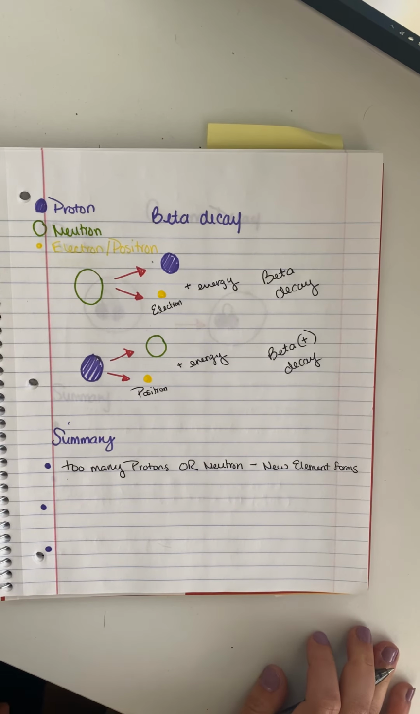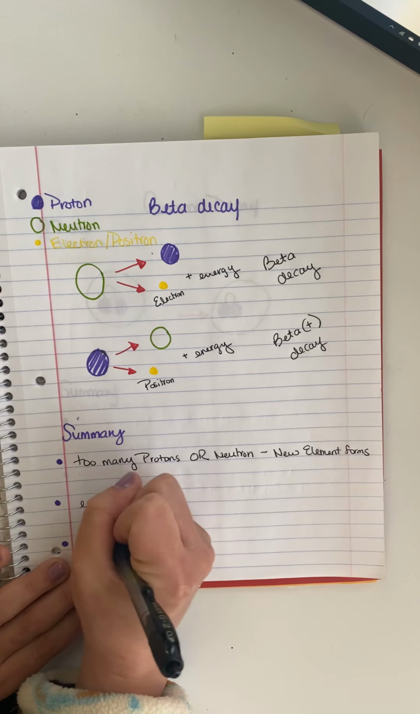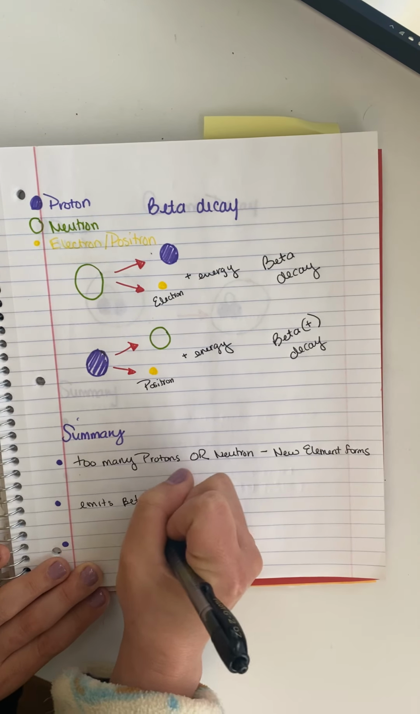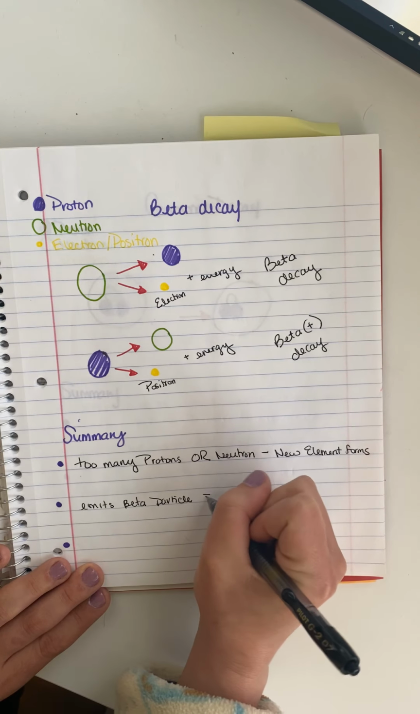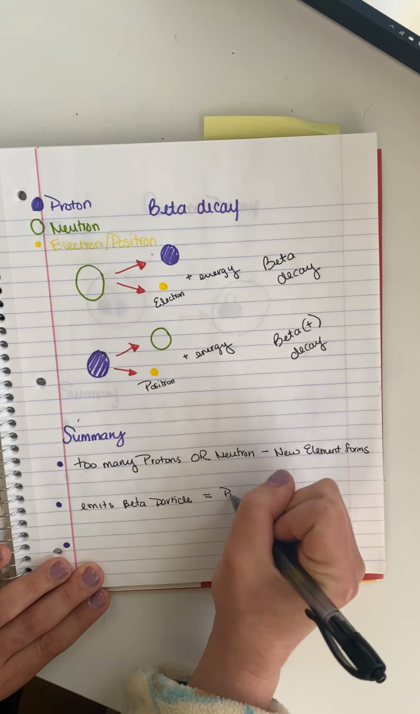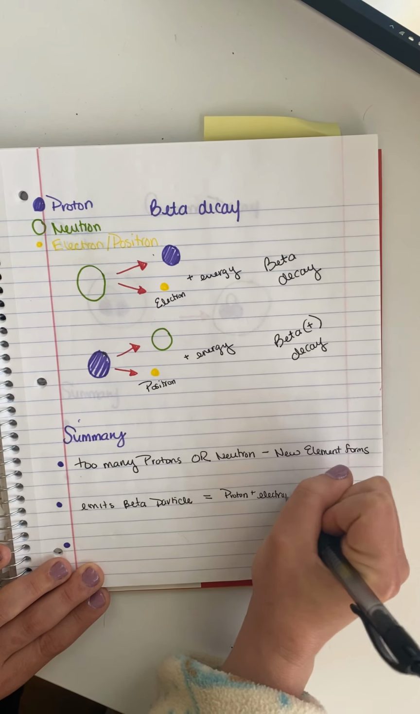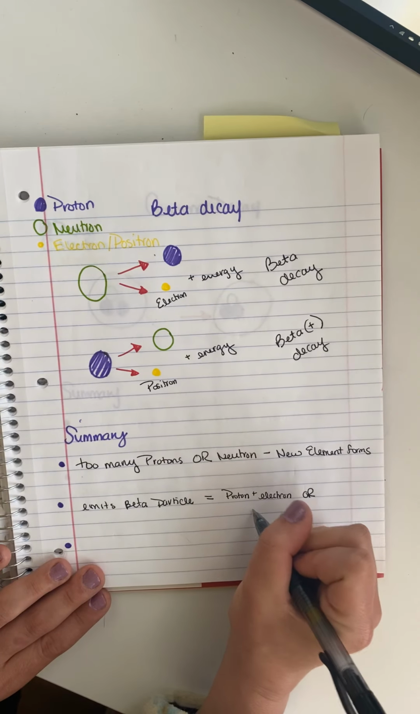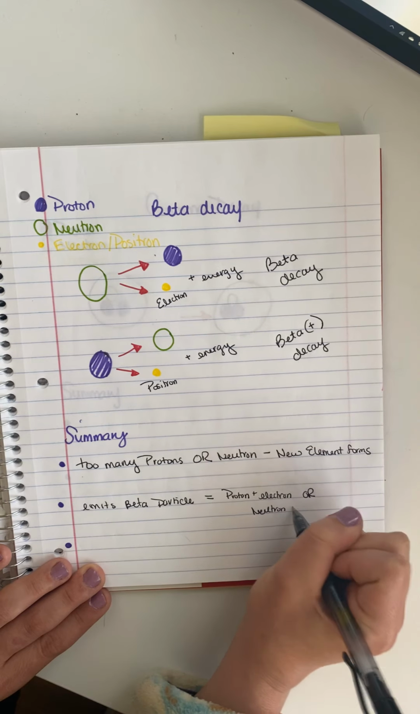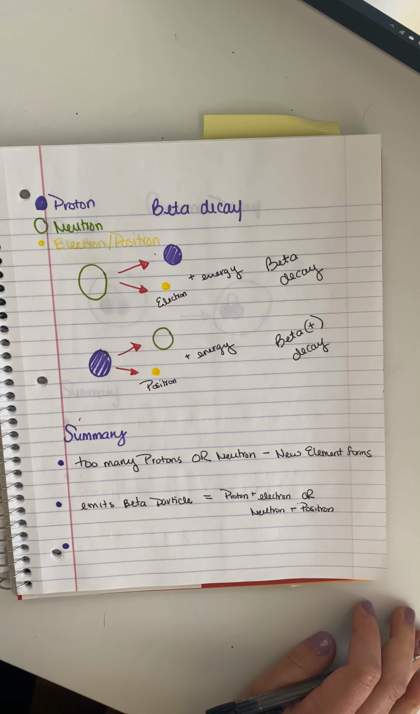So just like before, we emitted an alpha particle. This time we emit a beta particle. So I'm going to write emits beta particle, which is either a proton plus an electron, or it's going to be that neutron plus a positron.